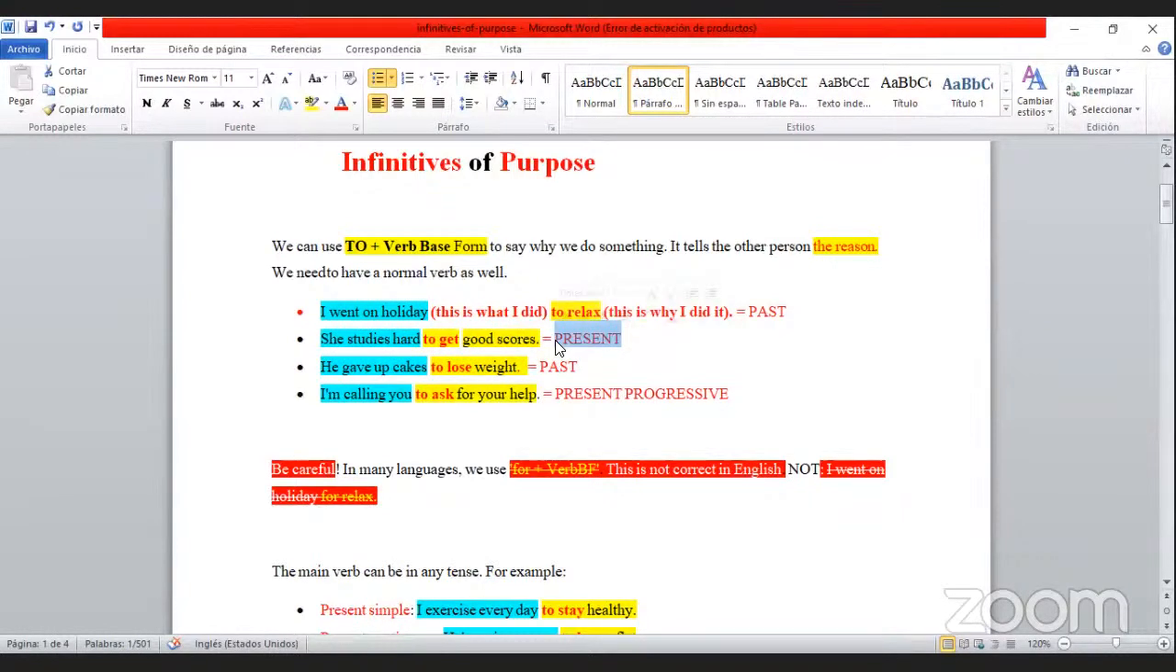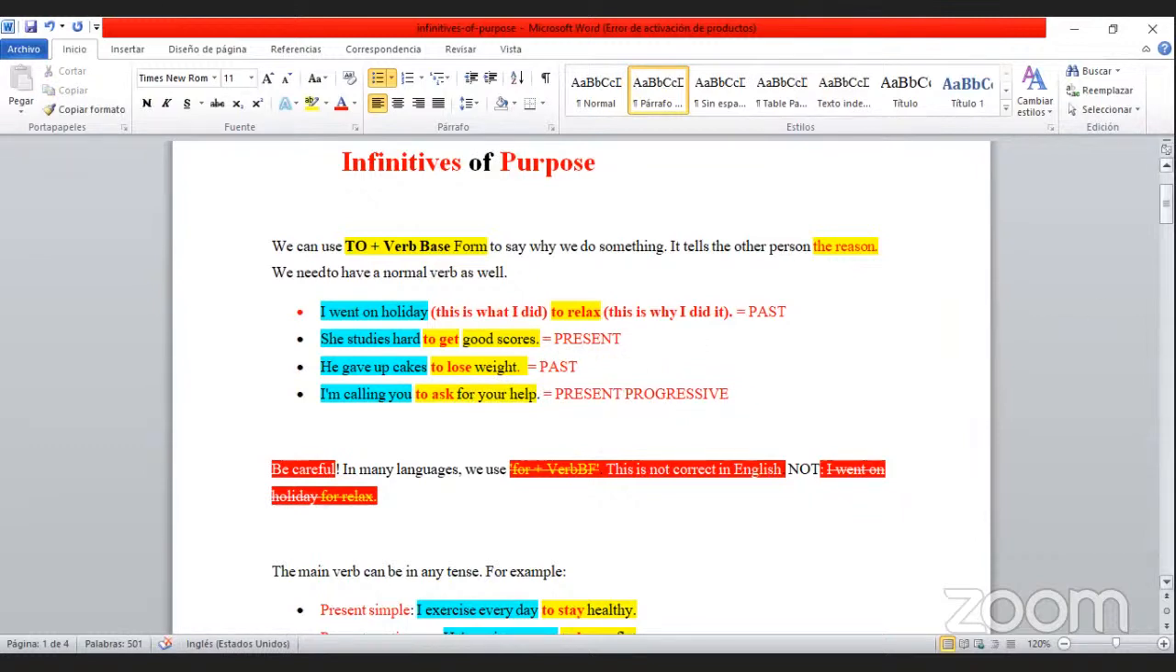The other action that we have is she gave up cakes. We have this phrasal verb but in past. The reason: she gave up cakes. Why? To lose weight, the reason. And this is in past. For example, if I want to make a present progressive, I am calling you. Why are you calling me? To ask for your help. So this is in present progressive.